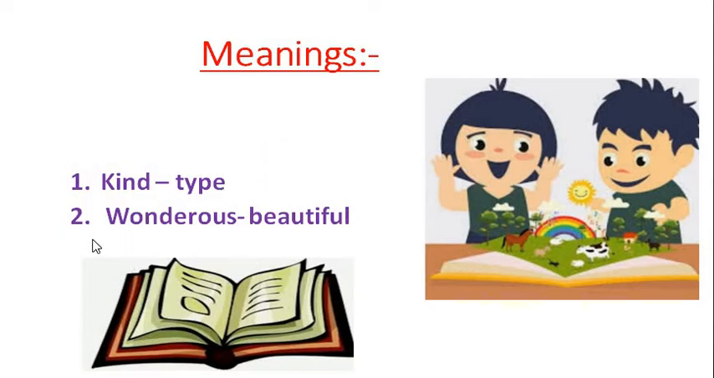And number 2, wondrous. Wondrous means beautiful, B-E-A-U-T-I-F-U-L. See the spelling of wondrous once again, W-O-N-D-E-R-O-U-S. Wondrous, beautiful. Can you see in the picture? There is a beautiful picture here that we can find in the book. We can see wondrous world means beautiful world. Here the children are enjoying the wondrous world in the book. Understood?